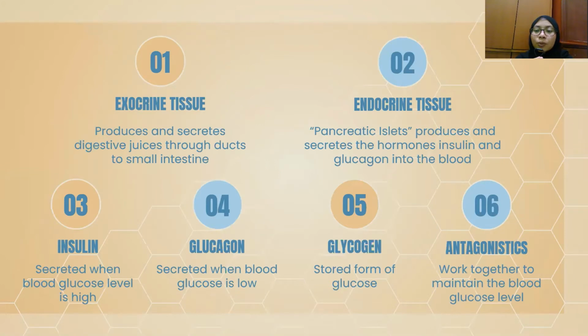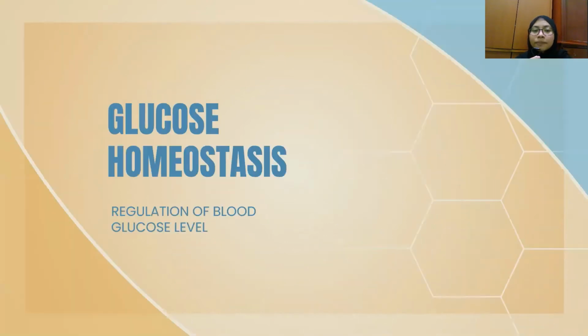So the pancreas is composed of two types of tissues, which are exocrine tissue and endocrine tissue. Exocrine tissue produces and secretes digestive juice that goes by way of ducts to the small intestine, whereas endocrine tissue or pancreatic islets produce and secrete the hormones insulin and glucagon directly into the blood.